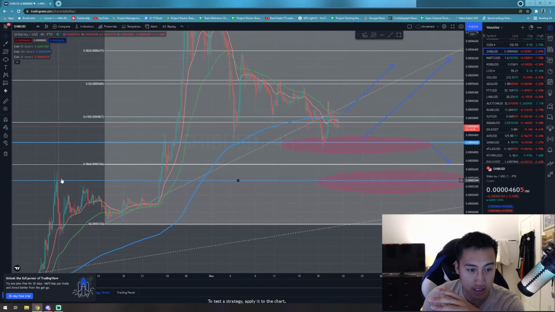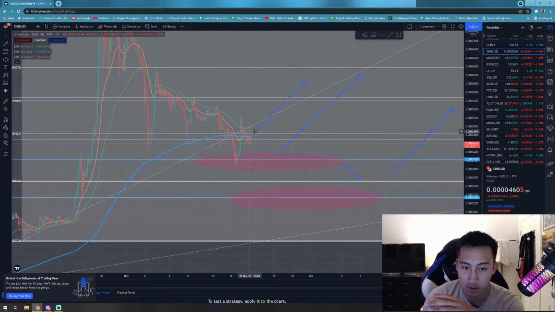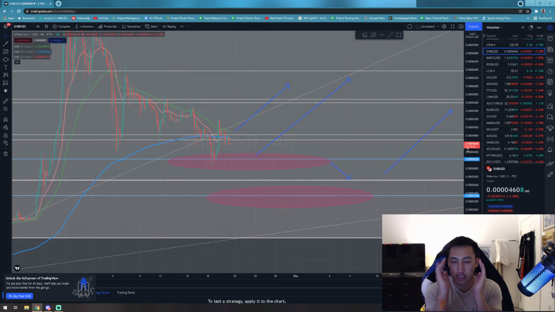Because I think this is the second retracement where the price actually retraced, right? So that's the second phase. Okay, first phase, second phase. All right, so this is what we're waiting on.